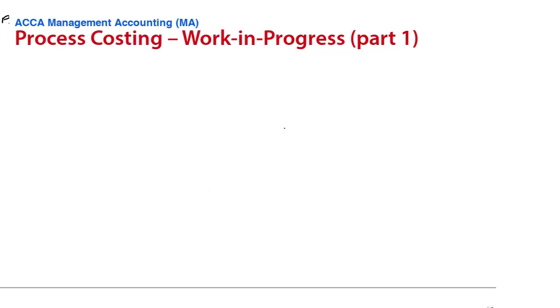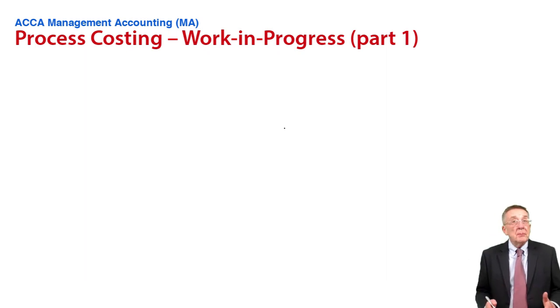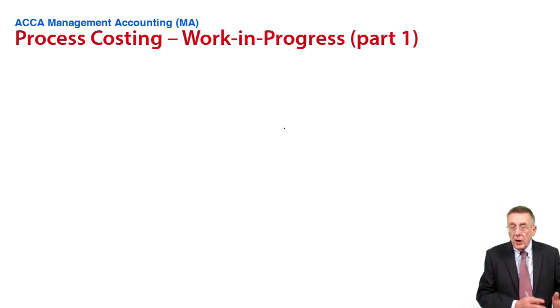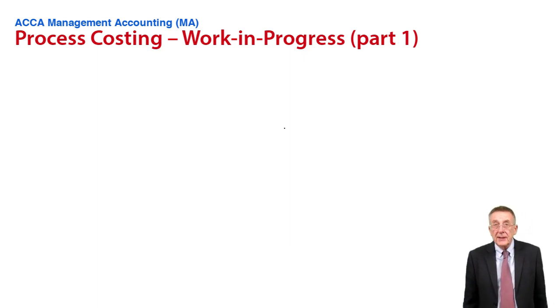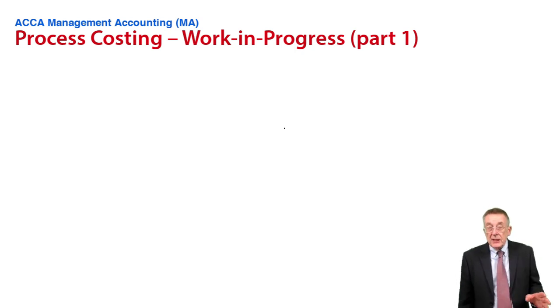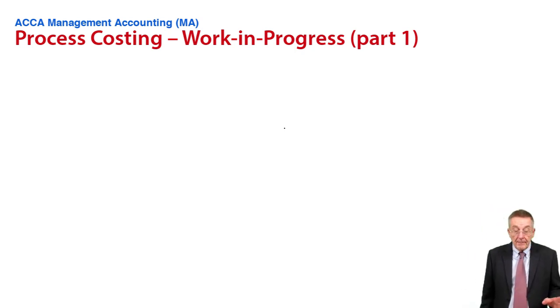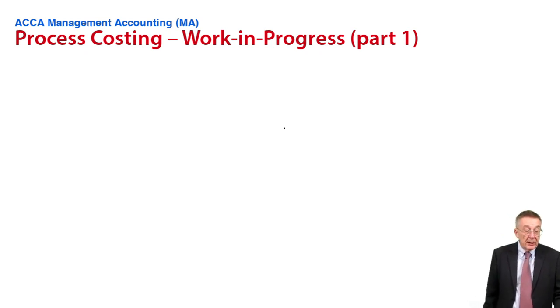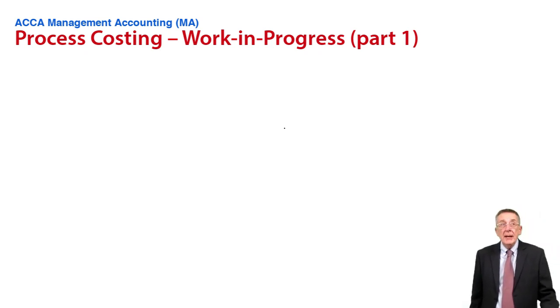All right, this is a lecture on chapter 13, and we're still on process costing, because I did mention in one of the earlier lectures there are three distinct problem areas that you can be examined on. So in the last lecture we went through losses. This lecture is something completely different, which is work in progress.